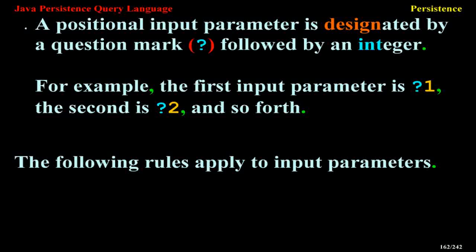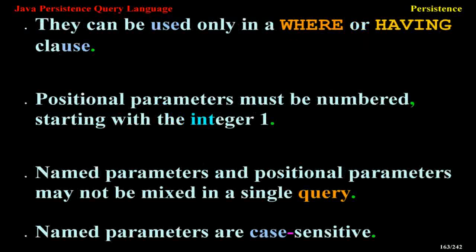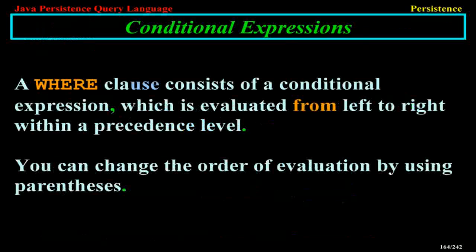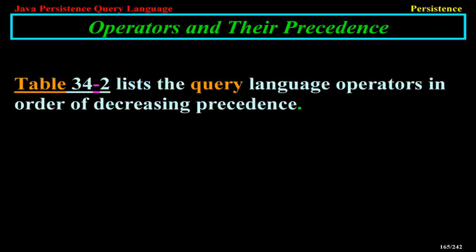The following rules apply to input parameters. They can be used only in a where or having clause. Positional parameters must be numbered, starting with the integer 1. Named parameters and positional parameters may not be mixed in a single query. Named parameters are case-sensitive. Conditional expressions. A where clause consists of a conditional expression, which is evaluated from left to right within a precedence level. You can change the order of evaluation by using parentheses.